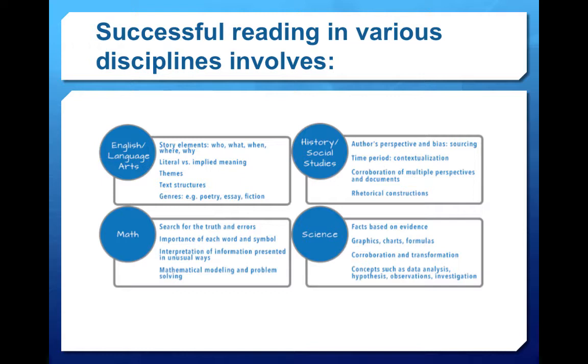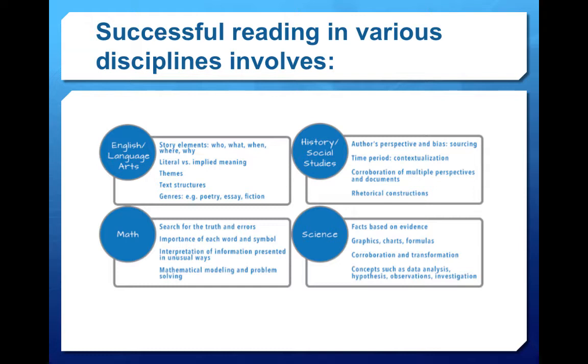So we can see here examples of successful reading in various disciplines, and if you look at the history and social studies side, you'll see that sourcing, contextualization, and corroboration are three of the choices you have for your disciplinary literacy lesson plan. And then you also see here for science, thinking about data analysis, hypothesis, observation, investigation, graphics, charts, formulas, facts based on evidence. These are all ways that scientists read text and think about text.